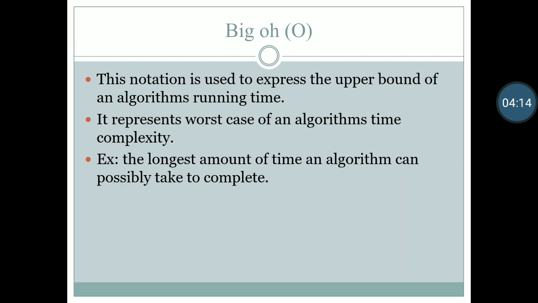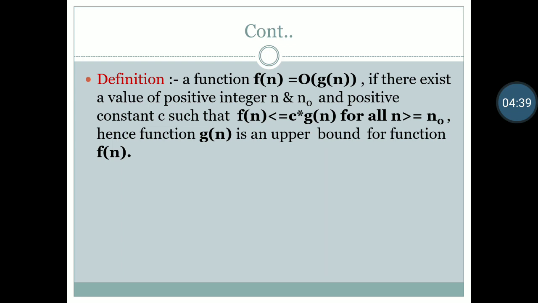This notation is used to express the upper bound of an algorithm's running time. It represents the worst case of an algorithm's time complexity, meaning the longest amount of time an algorithm can possibly take to complete. To understand big O notation, we have an example, but first we will look at a simple definition of the big O function.